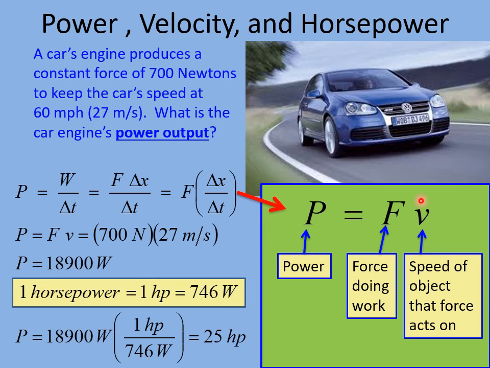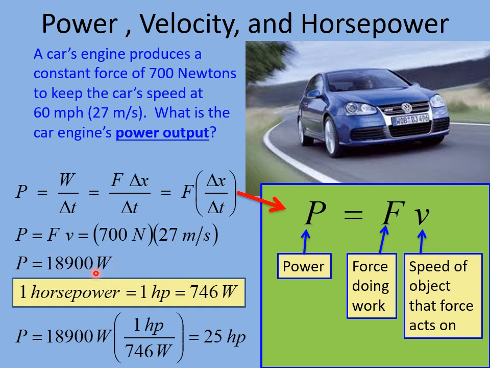So in this problem, using this result here, it's actually quite simple to figure out. The power of the car is 700 newtons. We were given that. That's the constant force, times the speed of the car, 27 meters per second. And we get our power is, let's see, 18,900 watts when we multiply these two numbers together.